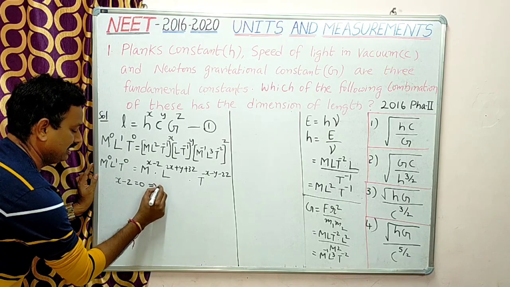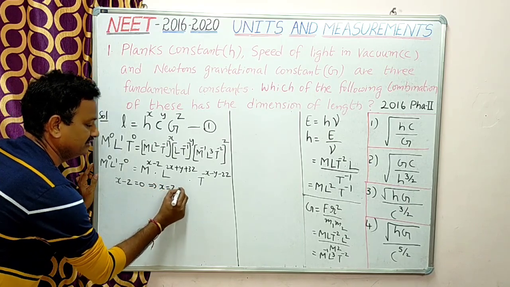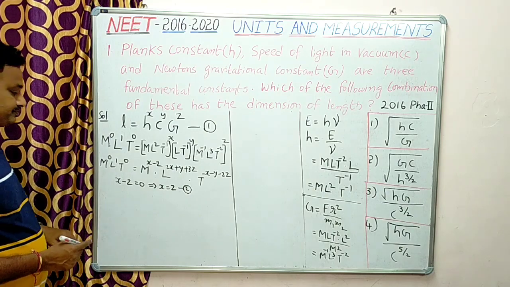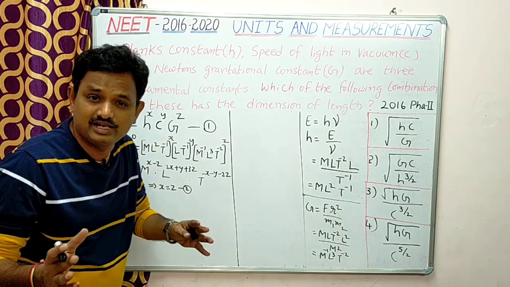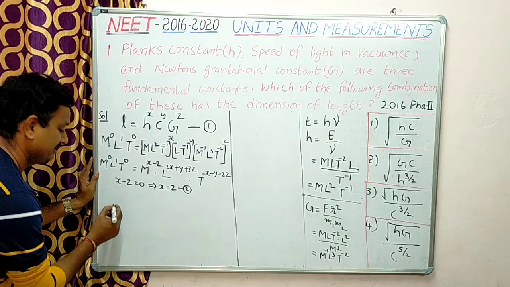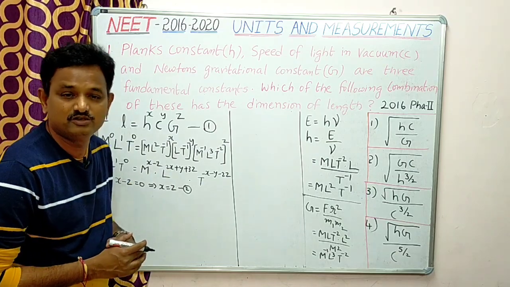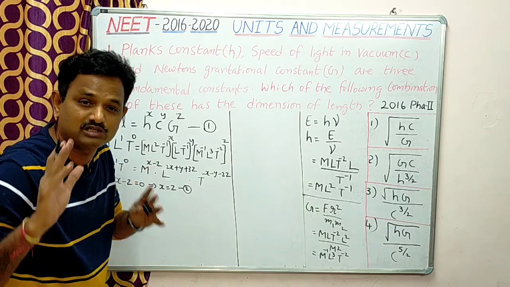From that x equal to z. This is equation 2. Now I will equate the powers of L on both sides. Look here: that is L power 1 equal to L power 2x plus y plus 3z. From the principle of homogeneity, I can equate the powers here.